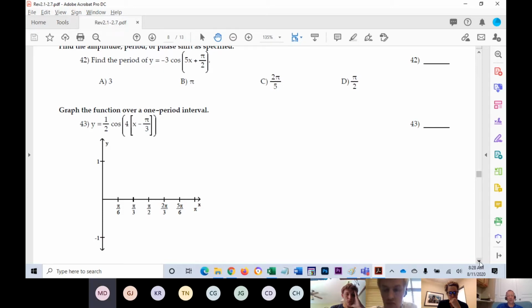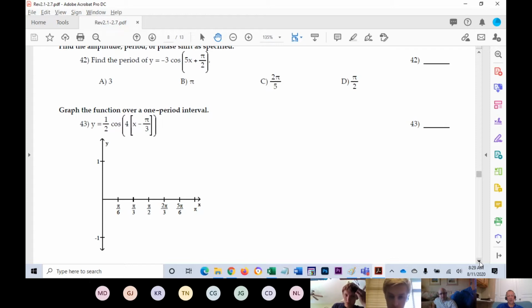Wouldn't you have to first distribute the 4? No. I'm already lost. Would you find the period? Yeah, let's find the period. First thing we want to find is the period. And the period is? Is it 2 pi divided by 4? Yeah, 2 pi over b, which is 2 pi over 4. So that would be pi halves, right?